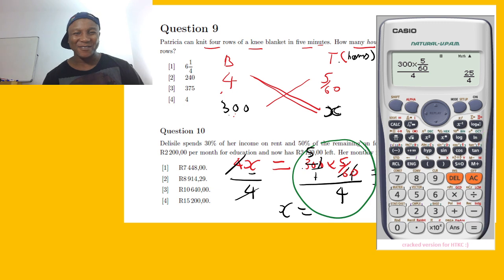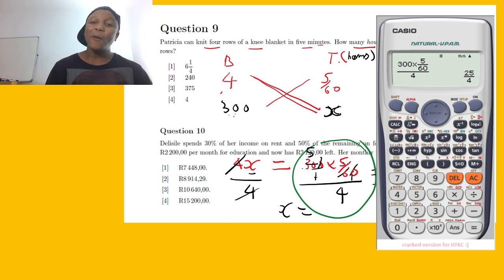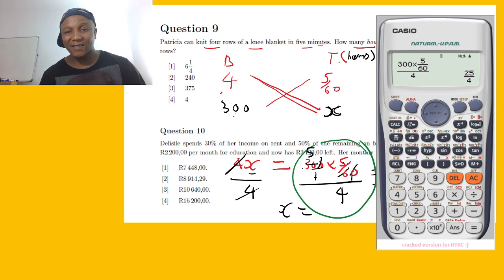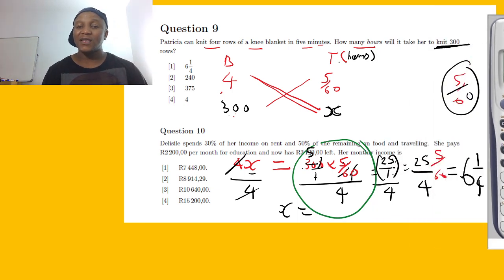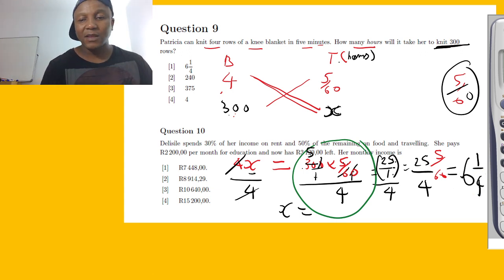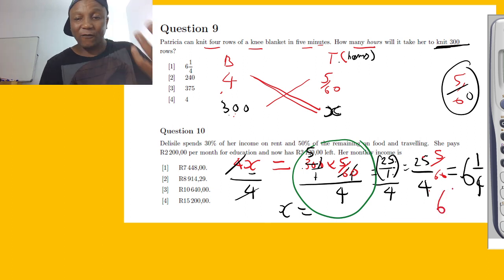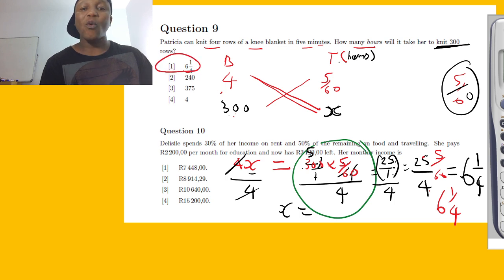So 4 over 25. You say how many 4s in 25? There are 6. So there are 6 fours in 25. That's why I say this is going to be 6, right here. How many 4s in 25? There's 6, which is 24, and then we are left with 1/4. So the answer is option number 1. Let's go to number 2.